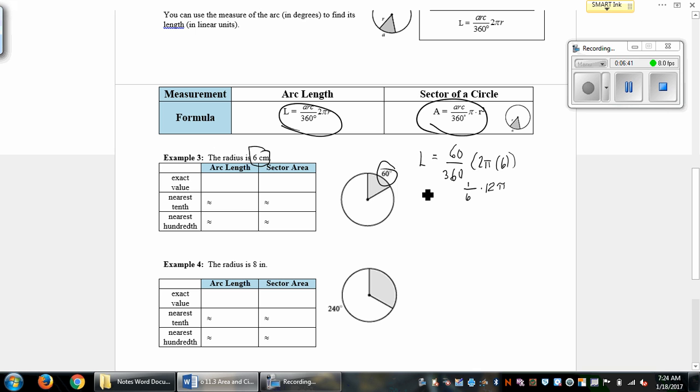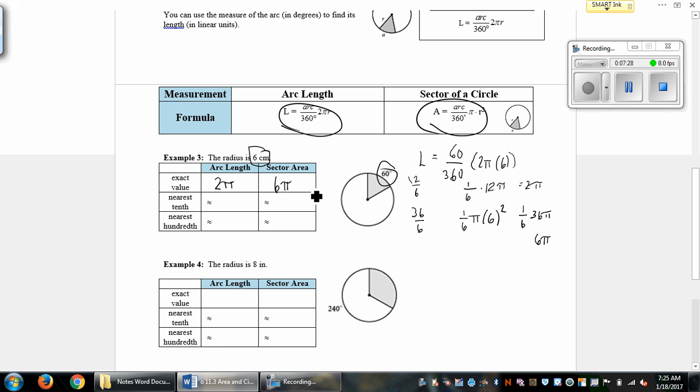And here, if we put this together, we get 12 over 6. 12 divided by 6 is 2, so that's going to equal 2 pi. So our arc length is 2 pi. And then for the area, we're going to do the exact same thing. So we're going to still use this 1/6, which comes from the 60 over 360. And we're going to do pi, and now we need the radius squared. So we'll do 6 squared. So we end up doing 1/6 times 36 pi. Once again, if we take this 36 and put it over 6, that's going to give us 6 pi. So that's our sector area, 6 pi.